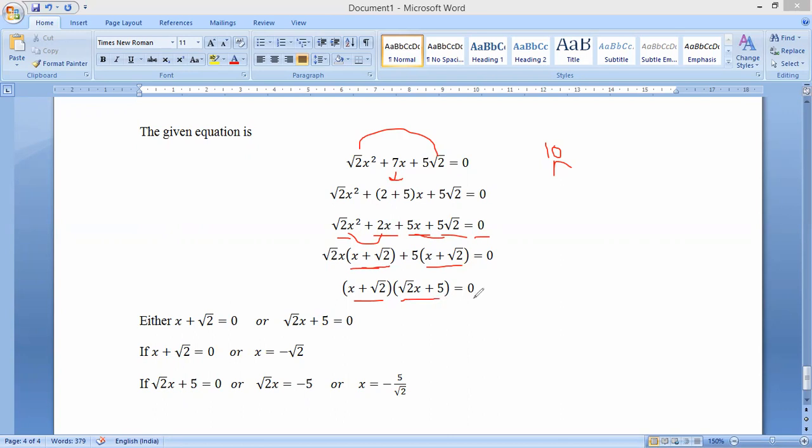Now this is the product of two functions. Either this function is 0 or this function is 0. So when x plus root 2 is equal to 0, the value of x is equal to minus root 2. And if under root 2x plus 5 is equal to 0, then root 2x is equal to minus 5 and the value of x is equal to minus 5 upon root 2. So these are the roots of the quadratic equation.